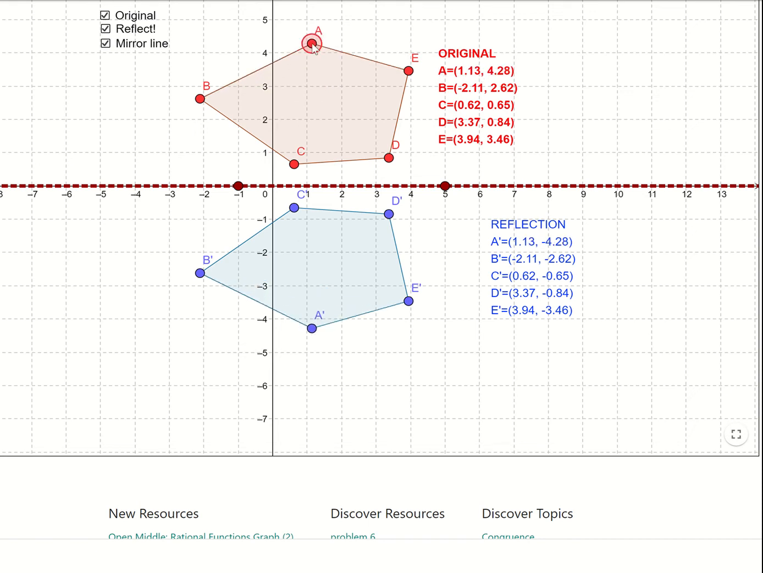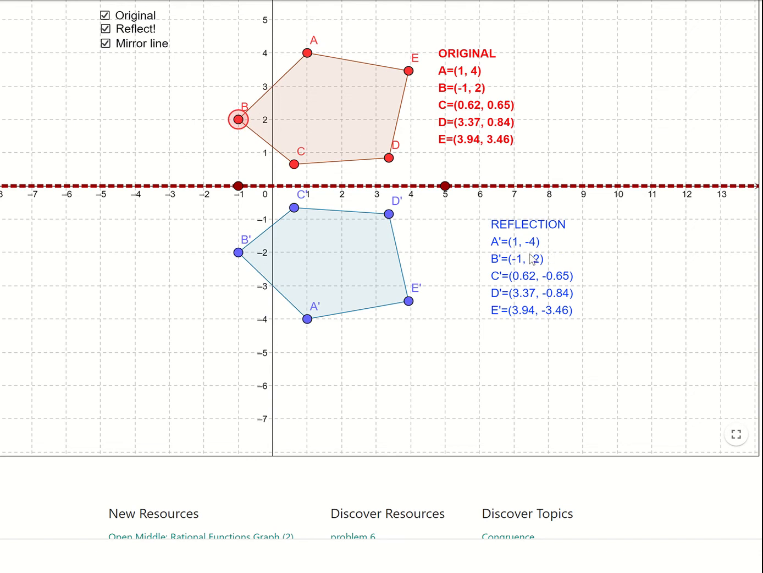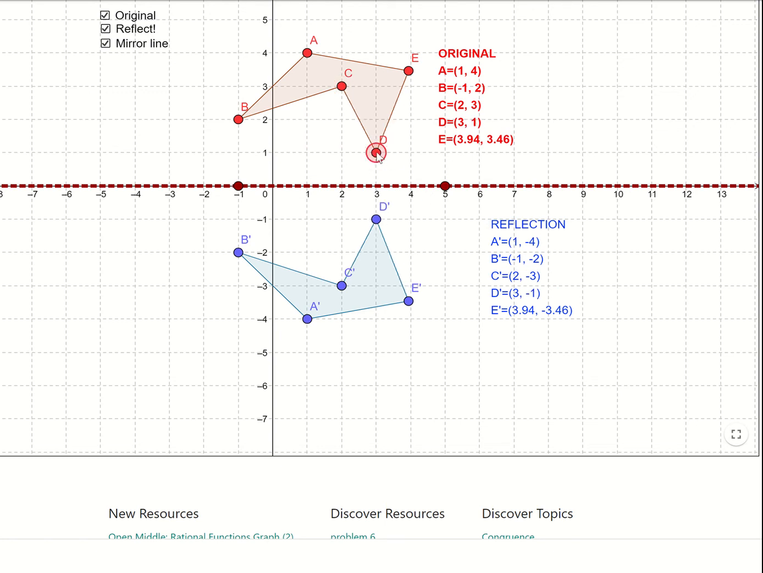Where's A to start off with? Where is A when I reflect it? Where's B to start off with? Where's B when I reflect it? What's changing? Be curious here. Ask yourself, what has changed? What has stayed the same with each of these points?